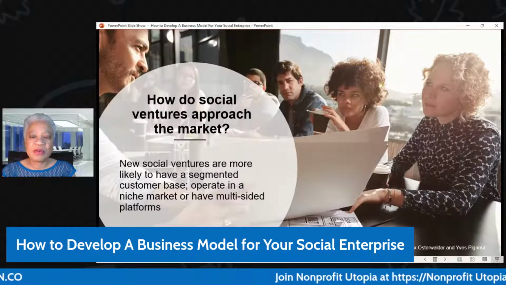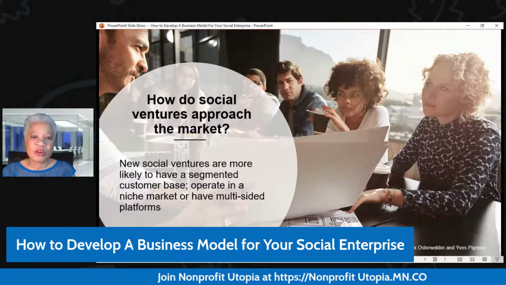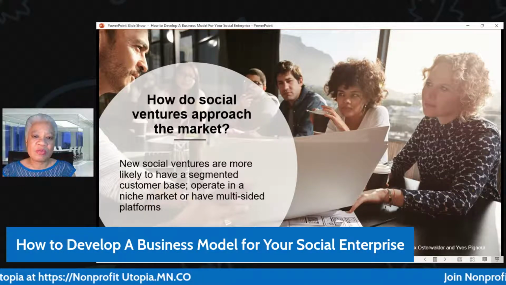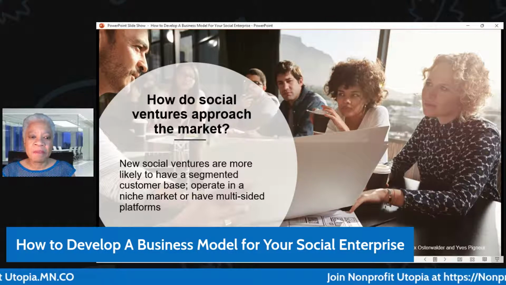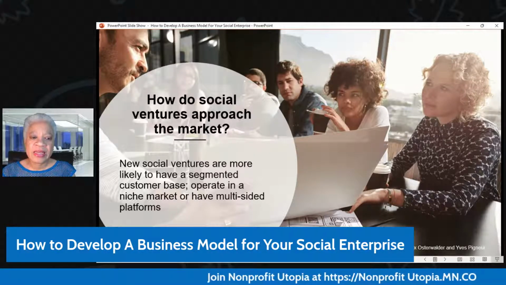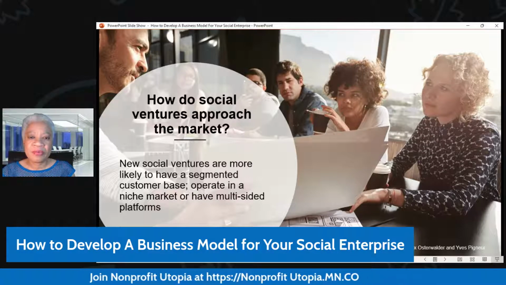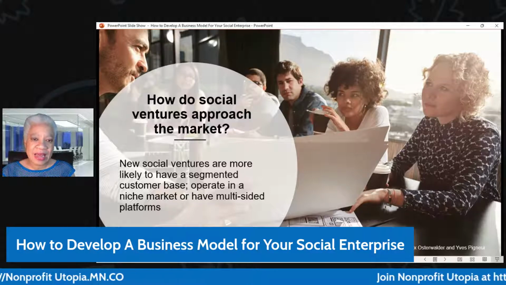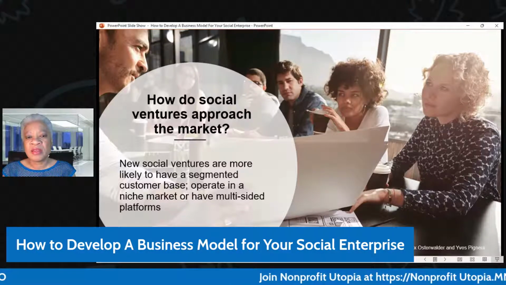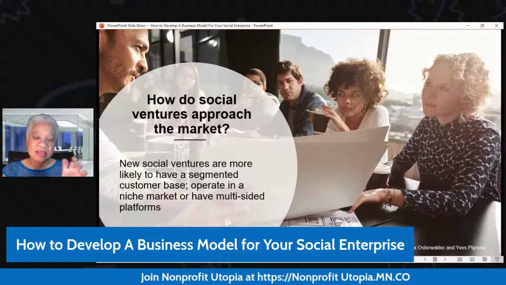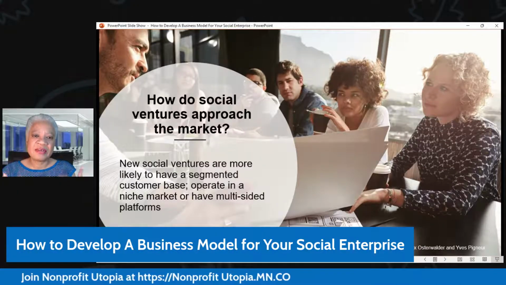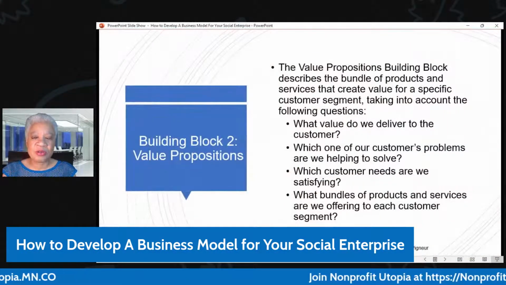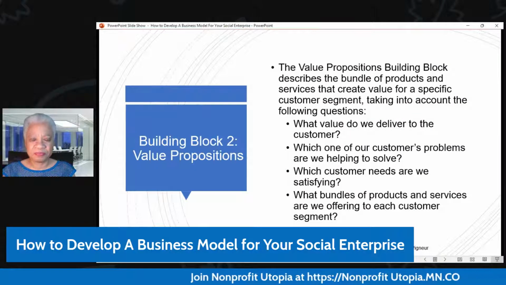So typically, when we look at a social venture, meaning a company that has a social mission, and when we look at the way they start up, they typically are more niche oriented. So they're going to operate in a specified niche, or they might be inclined to operate a business model that has two customer segments that are kind of interdependent to make their business work. Again, a good example is a newsletter where you have subscribers on one end and advertisers on the other.